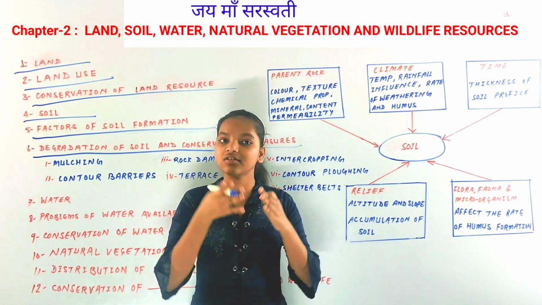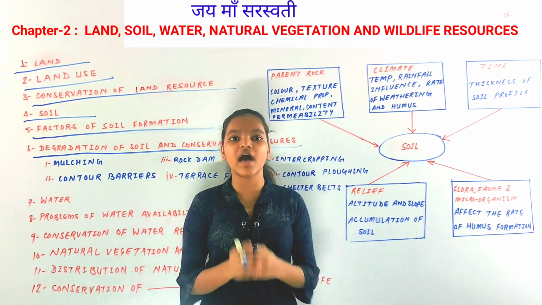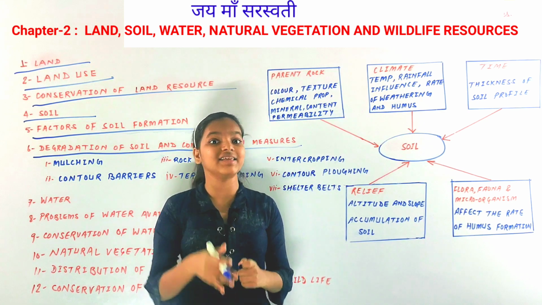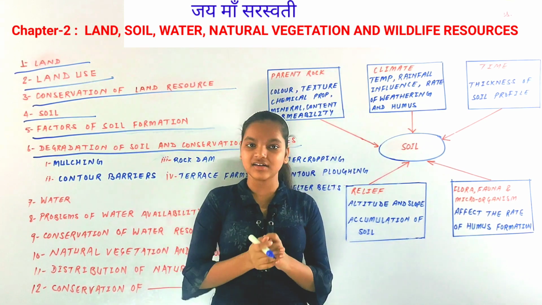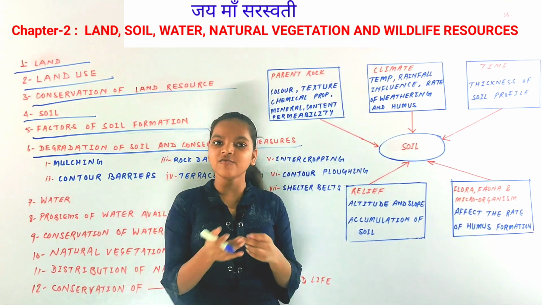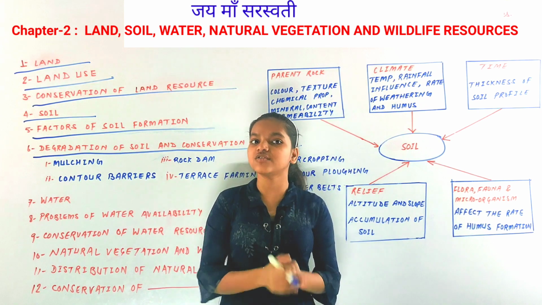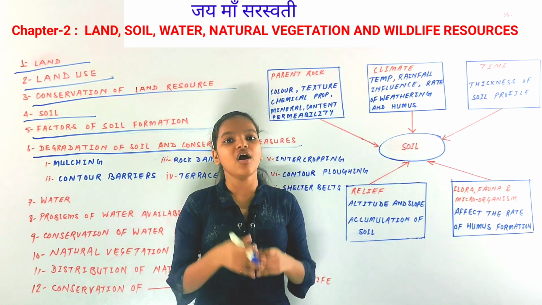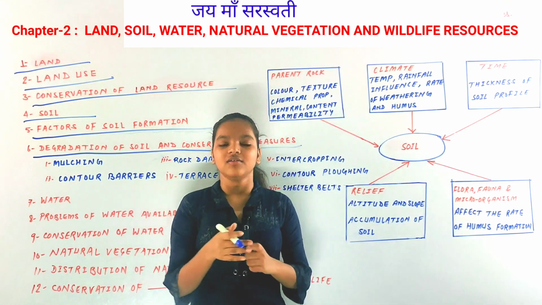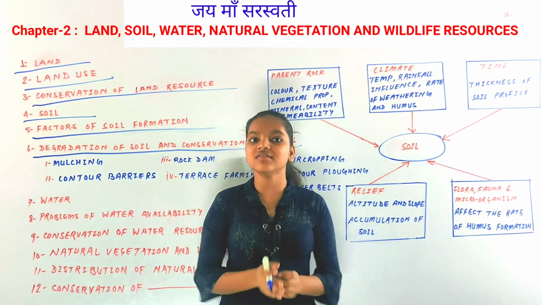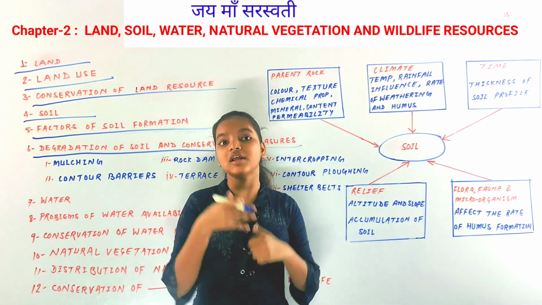So there are conservation measures for the conservation of soil. We have to conserve soil because there is soil erosion and depletion of soil because of many factors, such as deforestation, overgrazing, overuse of pesticides or chemicals, and there are many more factors like floods and rain wash. So all these factors lead to depletion of the soil or soil erosion.